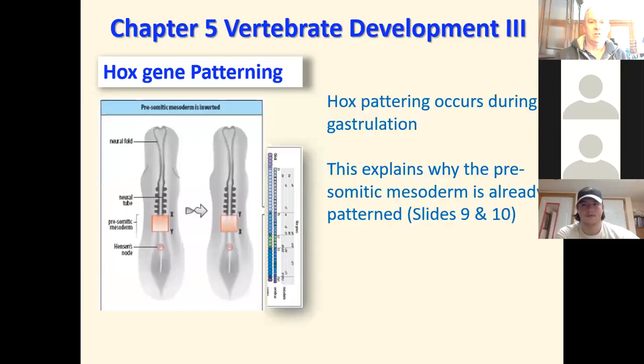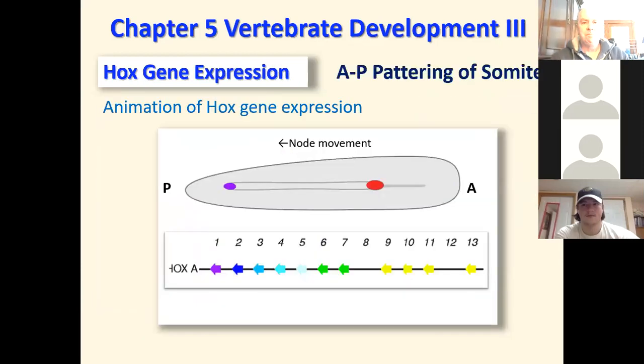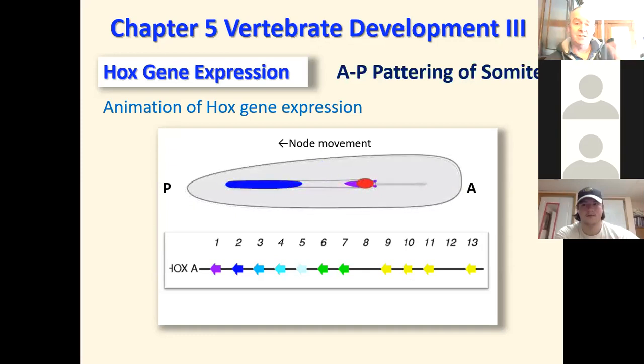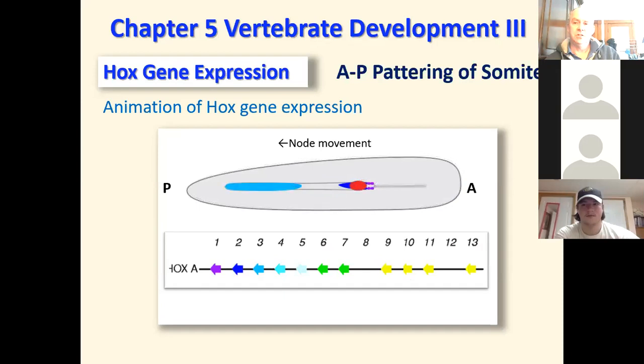And there, again, just to repeat, because I like this slide, they get turned on in a wave that goes from posterior to anterior. And whichever Hox genes are turned on as the node goes past and makes somites, those are the Hox genes that will stay on in those somites. And so they've got their regional specification based on that wave of Hox activation. It's beautiful. It's absolutely beautiful.